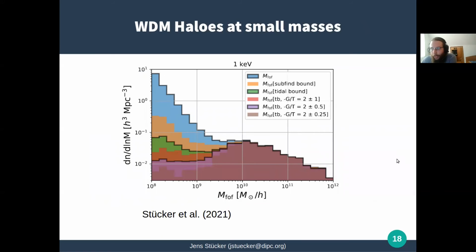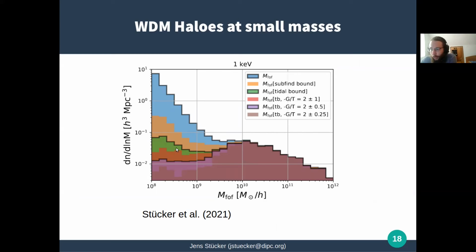So now this cleans up a lot of the problems we had with this halo mass function. The blue line shows you the friends-of-friends mass function that was diverging at small masses. But the green line now shows you the mass function I would get by removing all the objects which are not tidally bound.